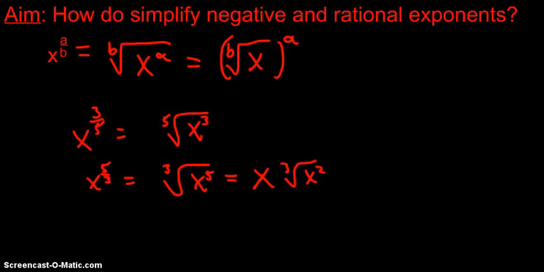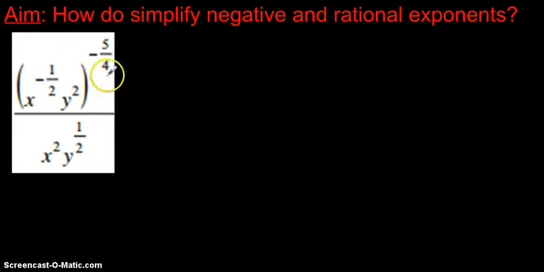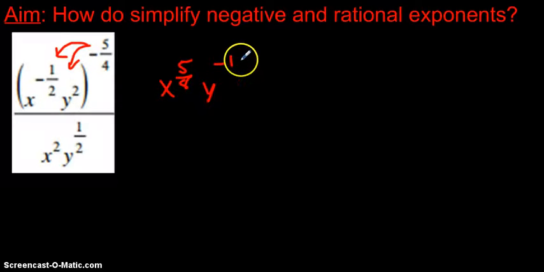Let's take a look at a bigger example. First we'll apply the power rule. So we'll get x to the 5/8, y to the negative 10/4, over x squared, y to the 1/2.